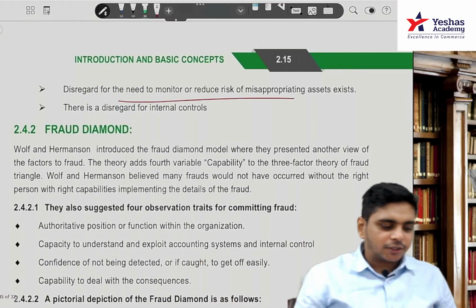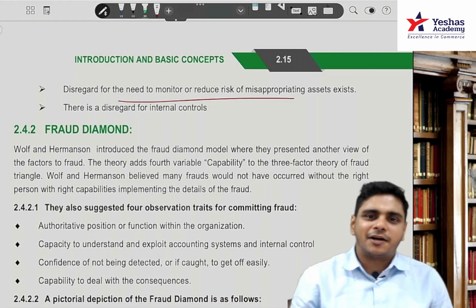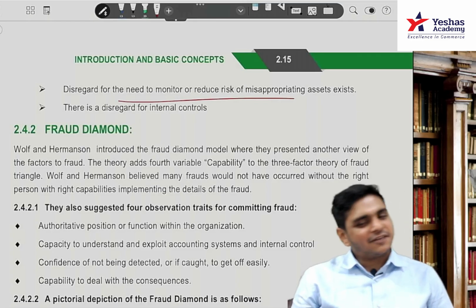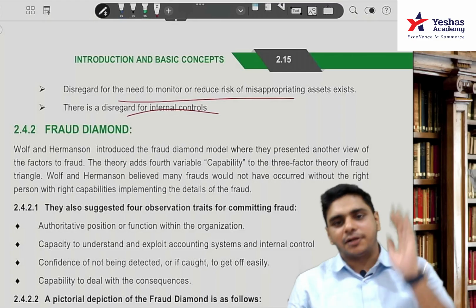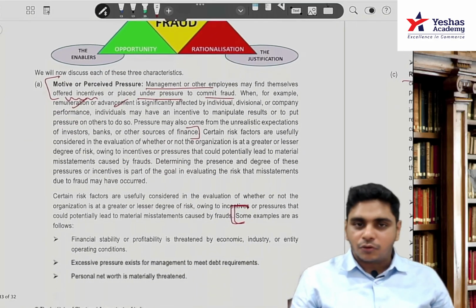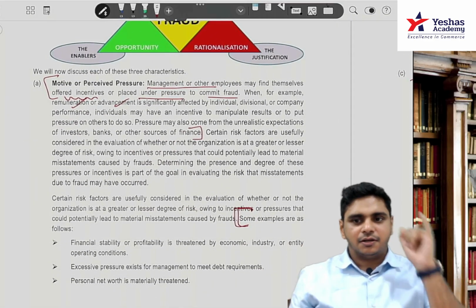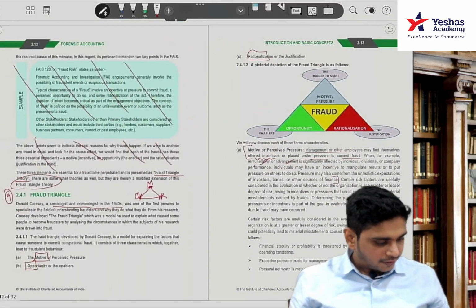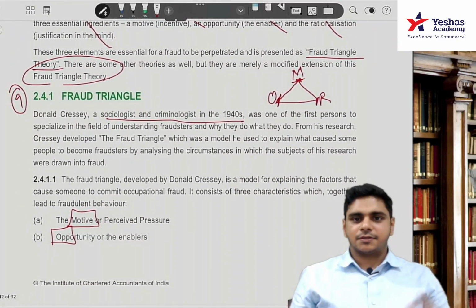Disregard for the need to monitor or reduce the risk of misappropriating asset exists. Like in articleship, you must be using CA firm ka calci, CA firm ka printer, CA firm ka green pen, right? Or there's a disregard for internal control. You are not following the internal control system. So these are the examples of more. Motive, opportunity, rationalization. So it's a triangle. So we have studied triangle. Motive, opportunity, rationalization. Understood? Read the fraud triangle. This is ninth answer. Read.